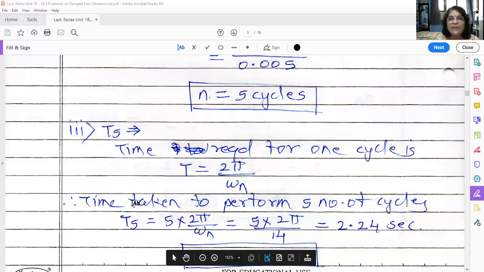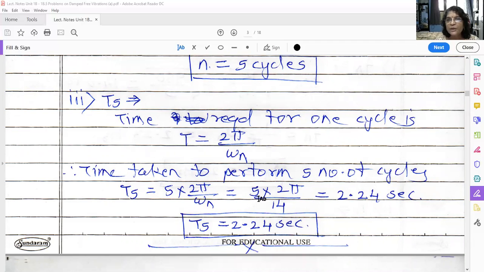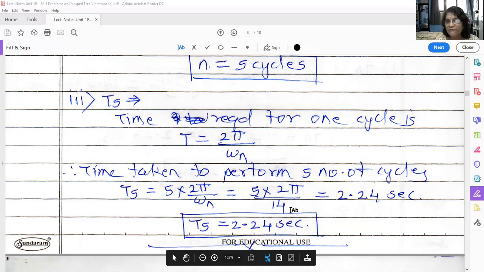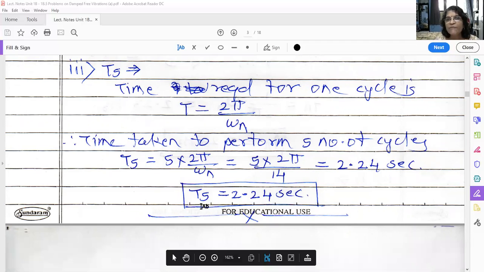So how much is the time required for 5 cycles? Simply 5 into 2 pi upon omega n. So T5 is equal to 5 into 2 pi upon omega n, which we have already calculated, that is 14. So it comes out to be T5 is equal to 2.24 seconds. This is the time required for 5 cycles, that is 2.24 seconds.